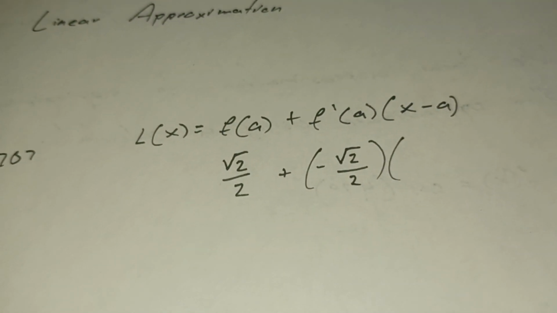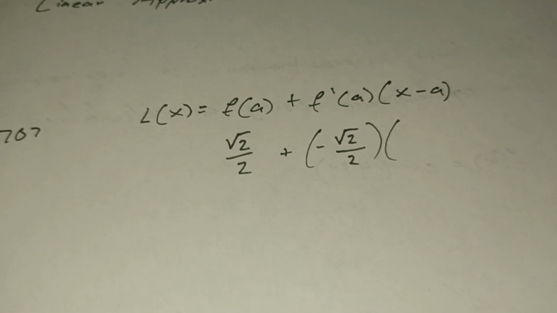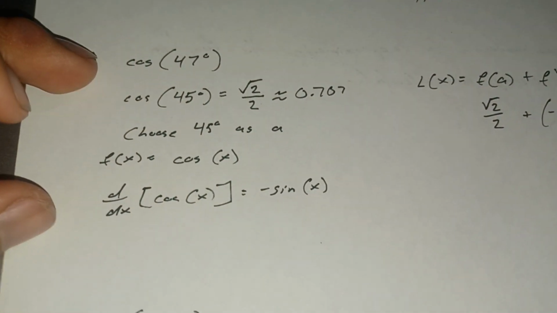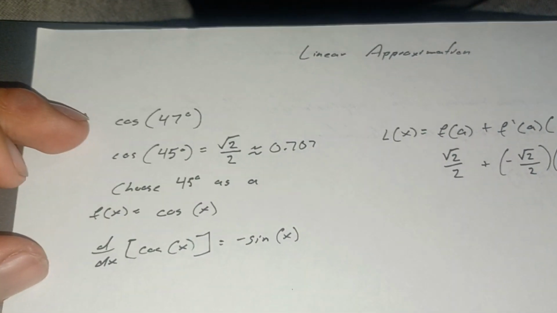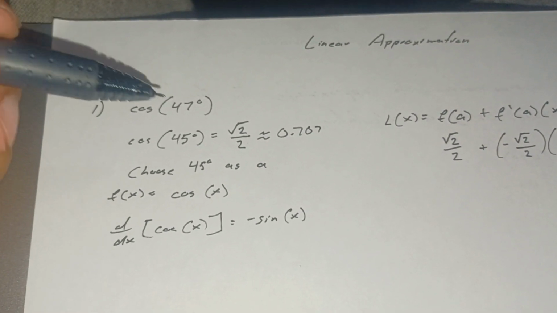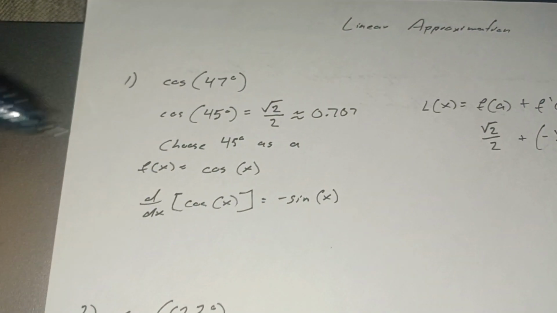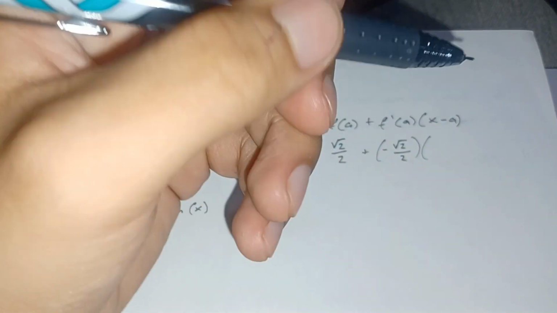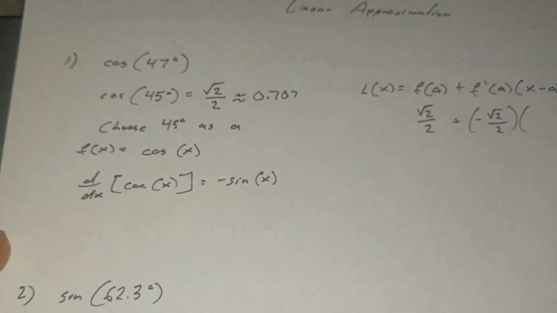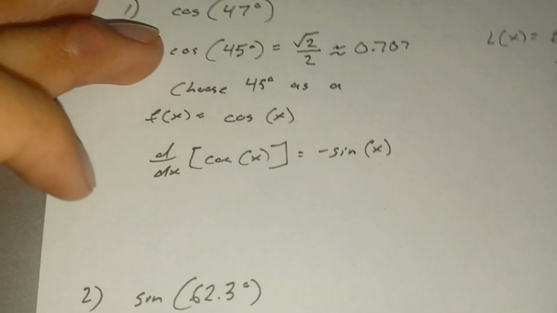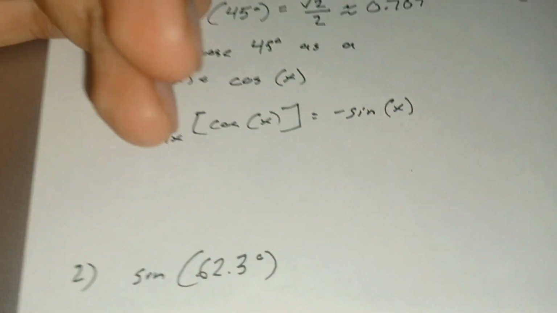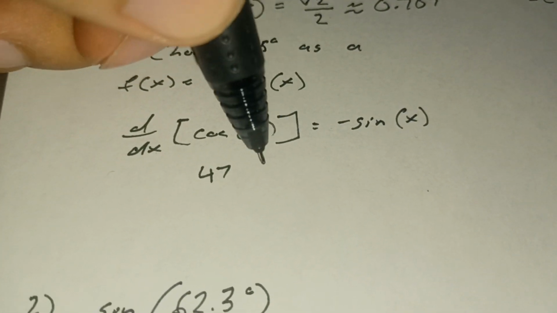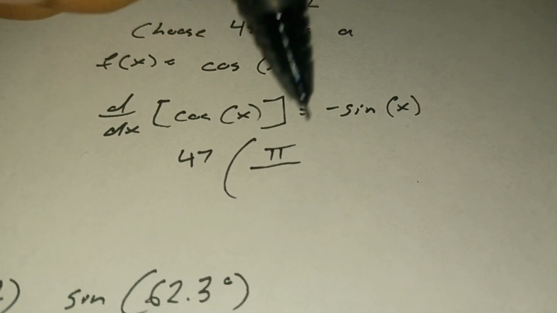So now x minus a, we need to subtract our a from our x. Our a is 45 degrees, and our x is 47 degrees. But we cannot use degrees here. We're going to have to convert the 47 degrees and the 45 degrees to radians before we plug them into this part of our linearization. So let's convert 47 degrees into radians first. How do you do that? That is easy, just multiply by pi over 180.